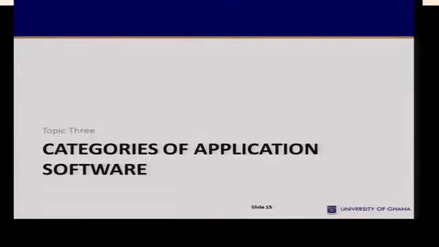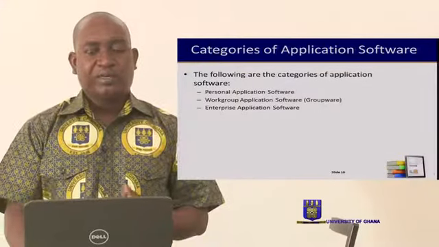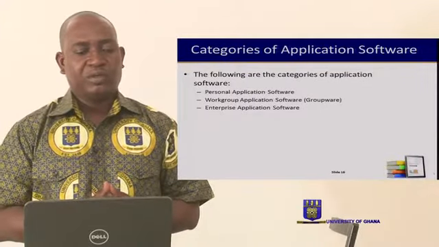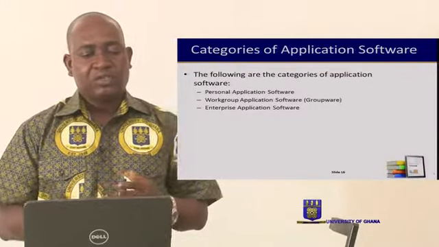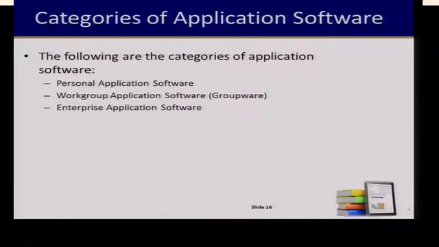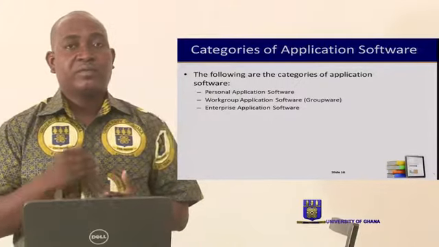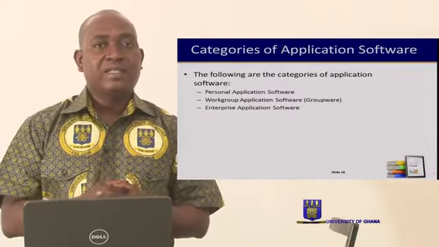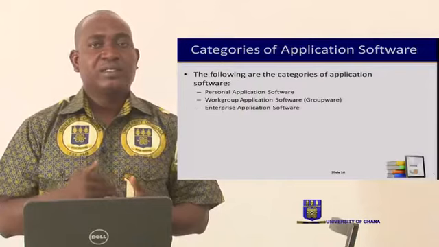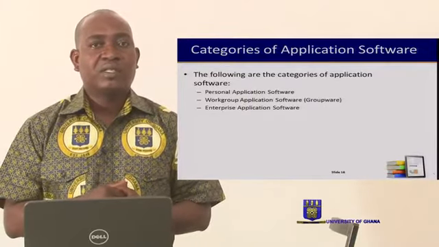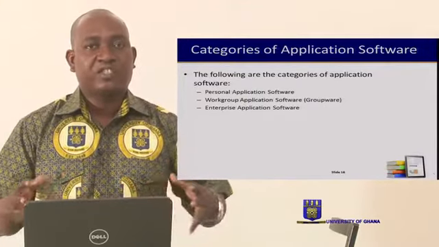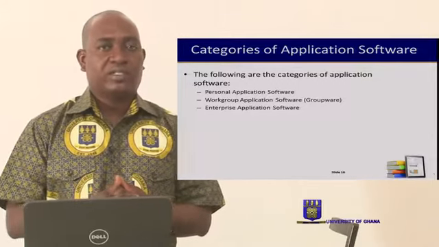Categories of application software. We have different categories of application software, ranging from personal through group and then to enterprise application software. This is based on the user's need, the number of users involved, and then the scope and span of the organization.